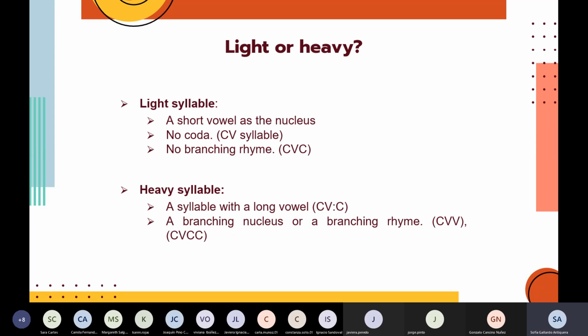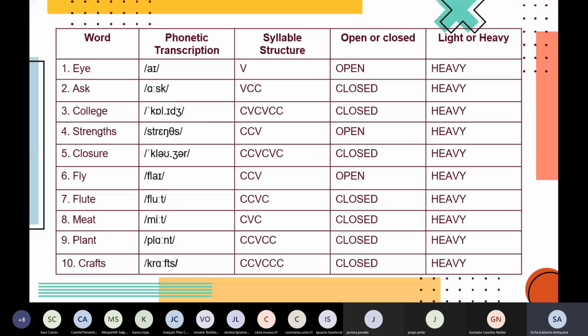You have to remember that when you do the syllabification and that tree and everything that I already showed you, if you find the coda, then you can instantly know that it's heavy. That is why all of the examples that I showed you were heavy. If you see that it doesn't have a branching rhyme, then you can recognize that it's light.